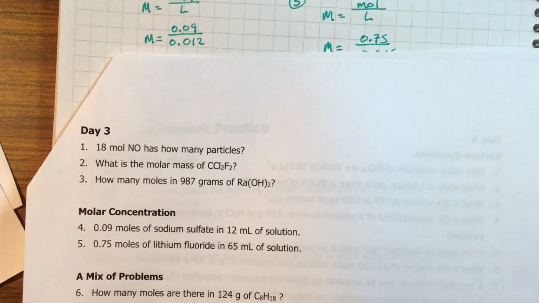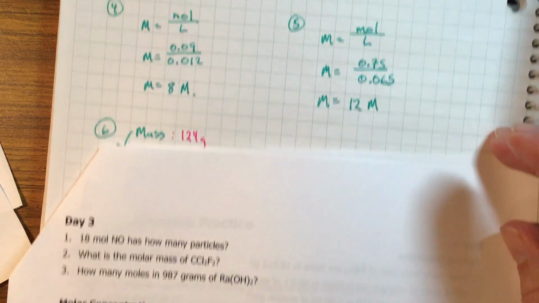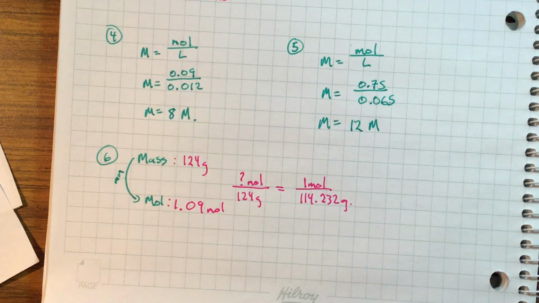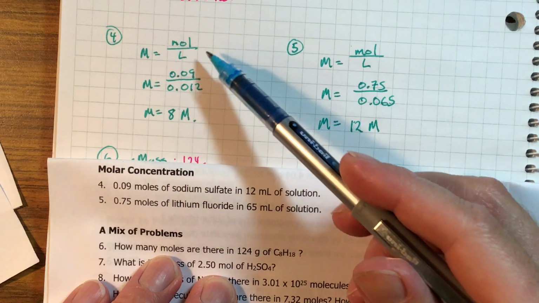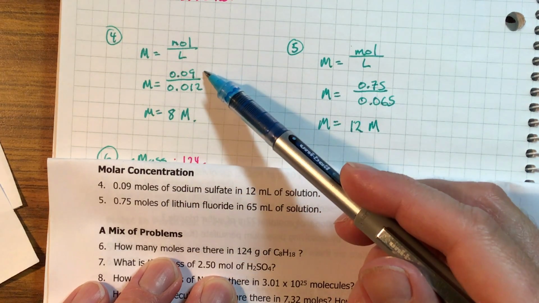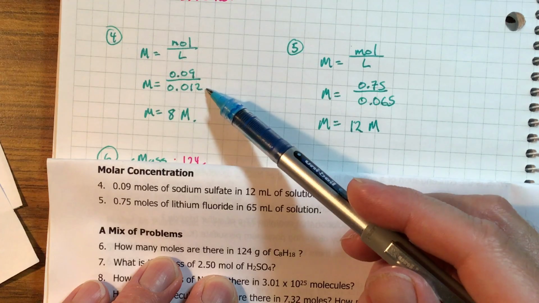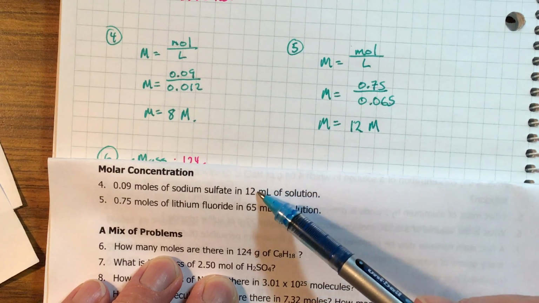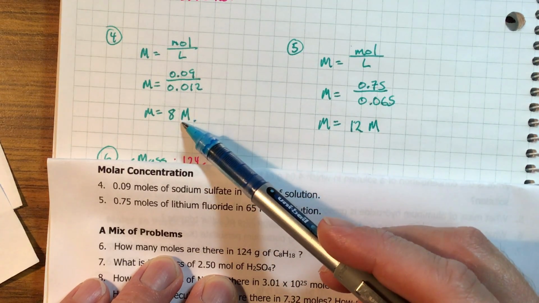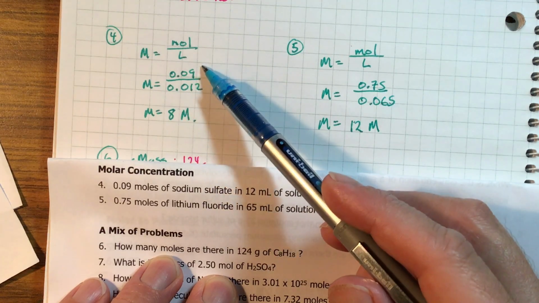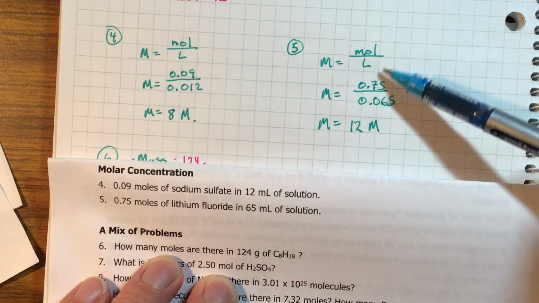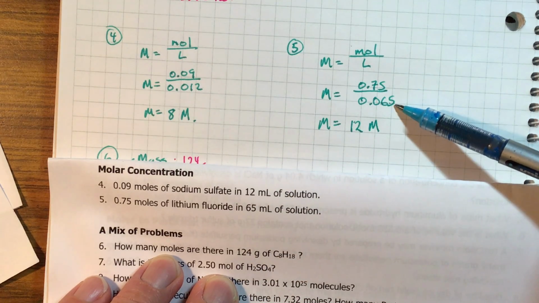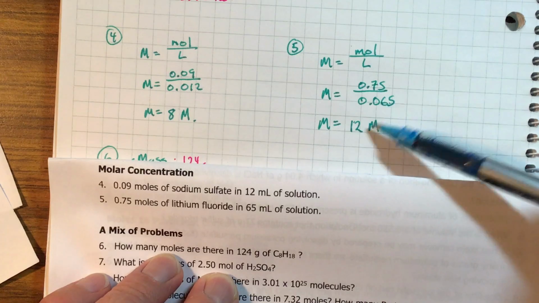Number 4, molar concentrations. There's 2 molar concentrations. So you can see I put my concentration as moles per liter. I put my moles on the top and my volume on the bottom in liters. Had to convert it to get that to the correct number of significant figures. Rounded it to 1 significant figure because that guy's 1. Next one, 0.75 divided by 0.065 to get 12 mole solution.